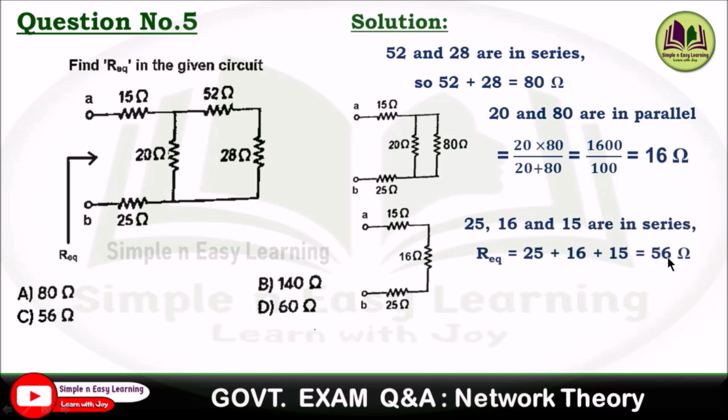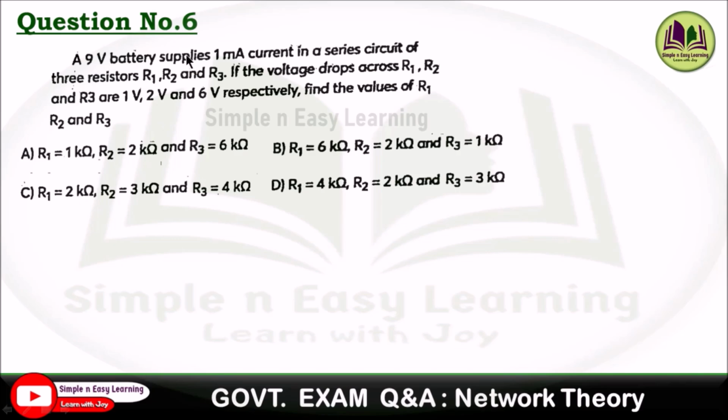Add all the three resistances, you will be getting 56 ohm. So the correct option is C, 56 ohm. Question number 6. A 9 volt battery supplies 1 milliamp current in a series circuit of 3 resistors R1, R2 and R3. If the voltage drop across R1, R2 and R3 are 1 volt, 2 volt and 6 volt respectively, find the values of R1, R2 and R3.